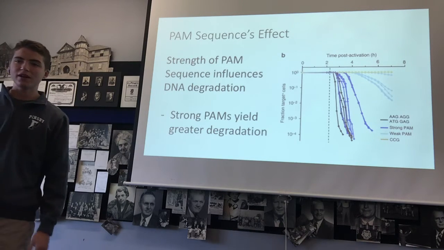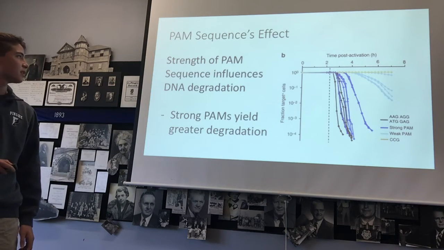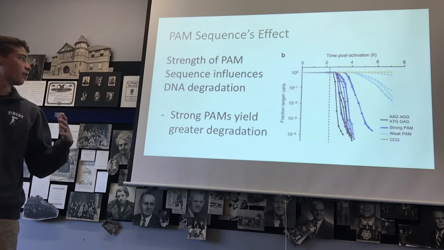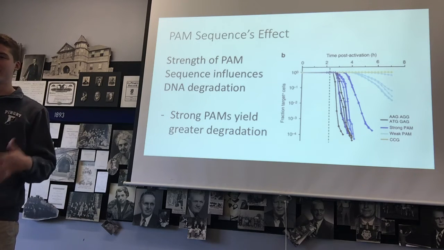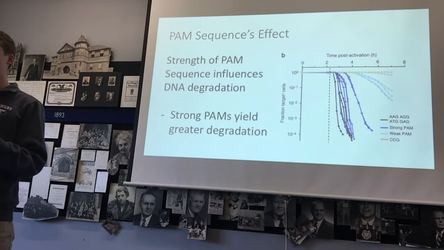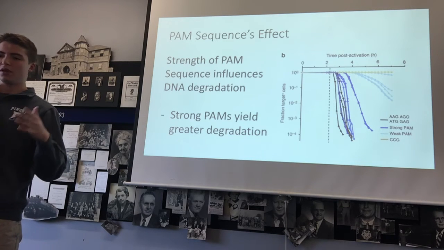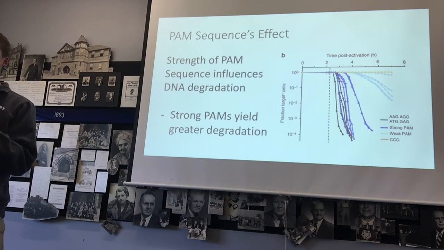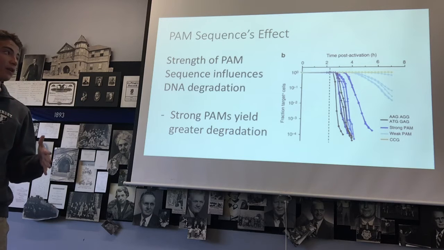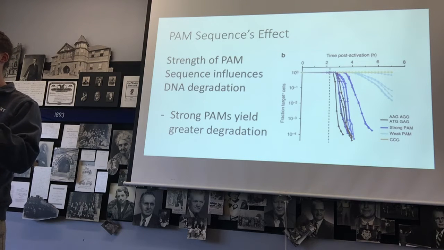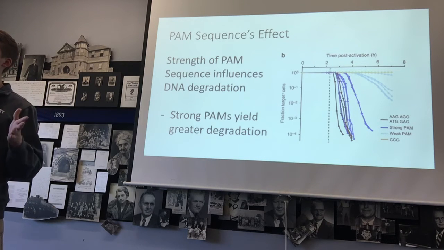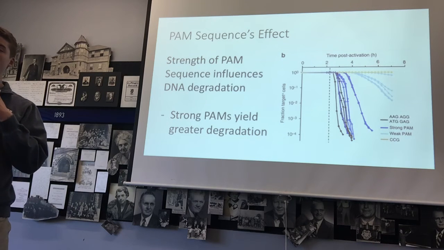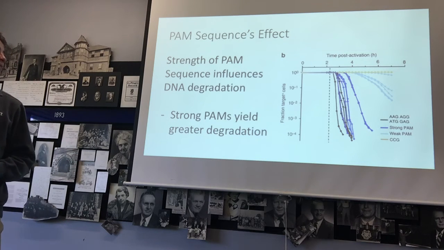So once again, we told you to look out for the PAM sequence. The strength of the PAM is going to influence the DNA degradation. Once again, PAM is 3 base pairs that will help the DNAI device and the guide RNA determine where to lock onto the genome, and it will serve as the recognition base pairs for where to cleave the DNA.